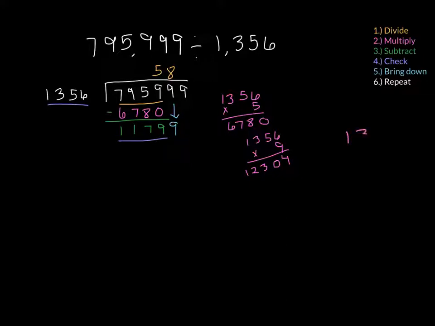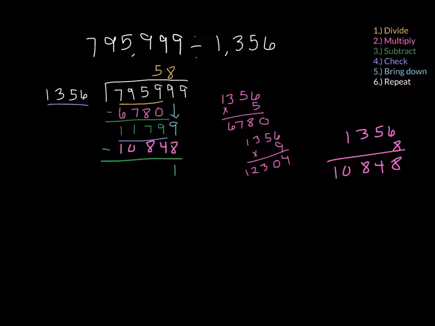Alright, so 1,356 times 8, that would be 48, 44, 28, 1,848. That is smaller. So let's subtract. We get 1, 5, 9. And double check, make sure that is smaller. And it is. So we can bring down a 9 again.